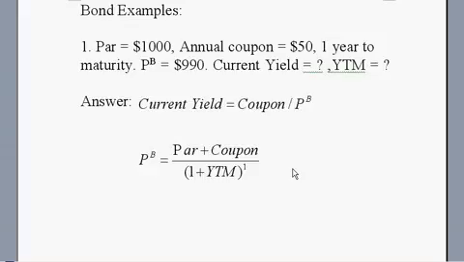Suppose you have a bond with a par value of $1,000. It pays an annual coupon of $50 per year, and it has 1 year to maturity. This assumption just makes the calculation very easy. The current market price for this bond is $990. So the question asks you what is its current yield and what is yield to maturity.